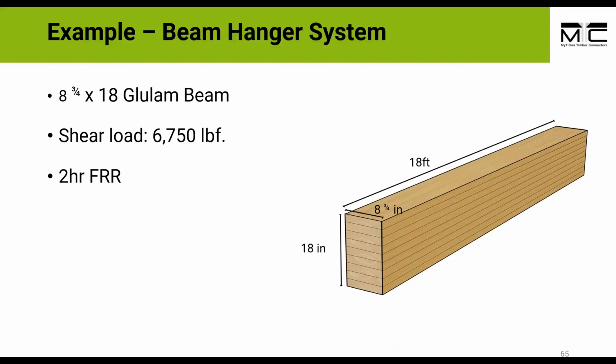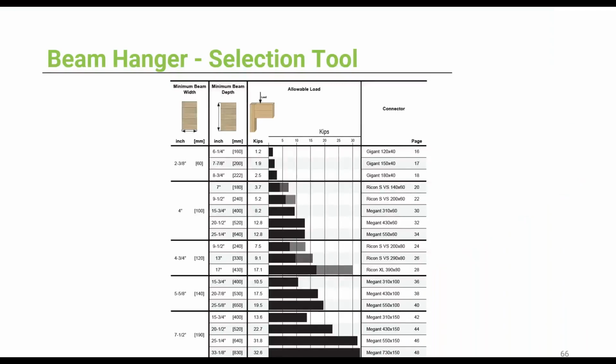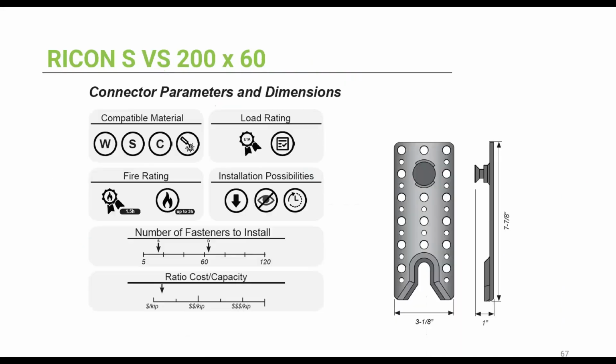So now here, we're going to do the fire design again for that 8 3/4 by 18-inch deep beam using the beam hanger. If we go into the beam hanger design guide and look at the selection tool, we can see for our 7,000 pound shear load, we can choose the Rikon 200 by 60. So the important features of the beam hanger are summarized here. These are the features that help with selecting the right connector for your project.